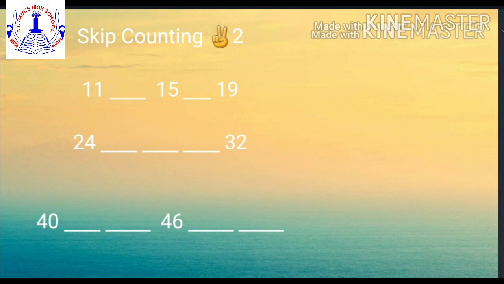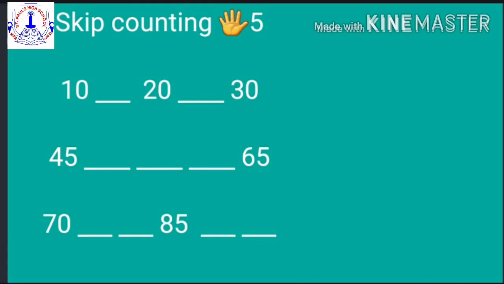Write the number 40, dash, dash, 46, dash, dash. Now take a new page. Here again skip counting 5. You don't have to write the spelling of skip counting, children. You just write 5.